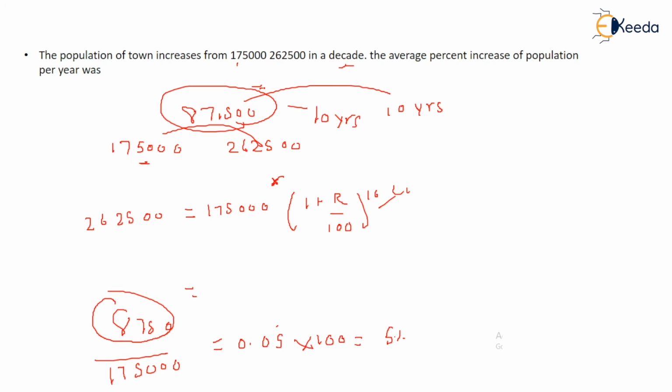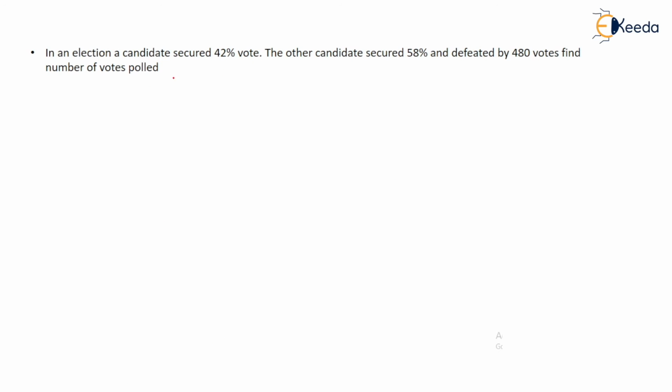Okay, now this question. In an election, a candidate secured 42%, the other candidate secured 58%, and was defeated by 480 votes. Find the total number of votes. This is 100x.